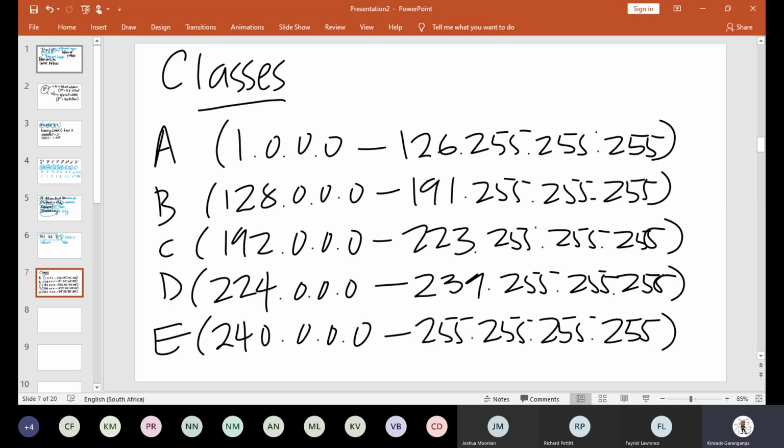So these are the IP address ranges associated with IP version 4. These are the classes for IPv4, as far as generic usage is concerned. So you've got a range of IP addresses.